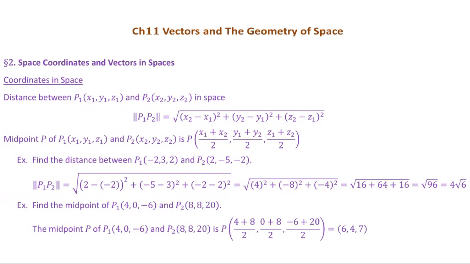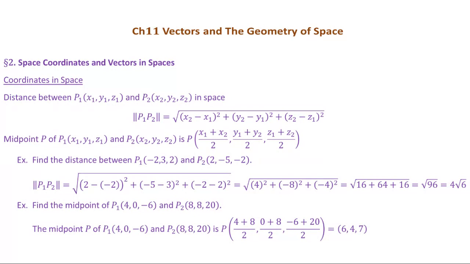So for example, if you want to find the distance between the 2 points p1, (-2, 3, 2), and p2, (2, -5, -2), you just subtract the components of the 2 points individually and square and add them up and take the root. So you get 2 minus -2 squared, so that's x2 minus x1. -5 minus 3 squared, that's y2 minus y1 squared. And then -2 minus 2, so that's z2 minus z1 squared.